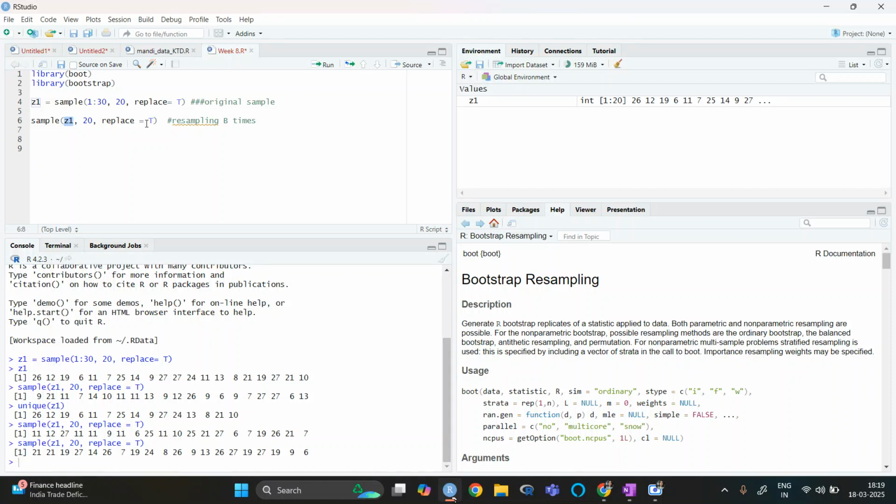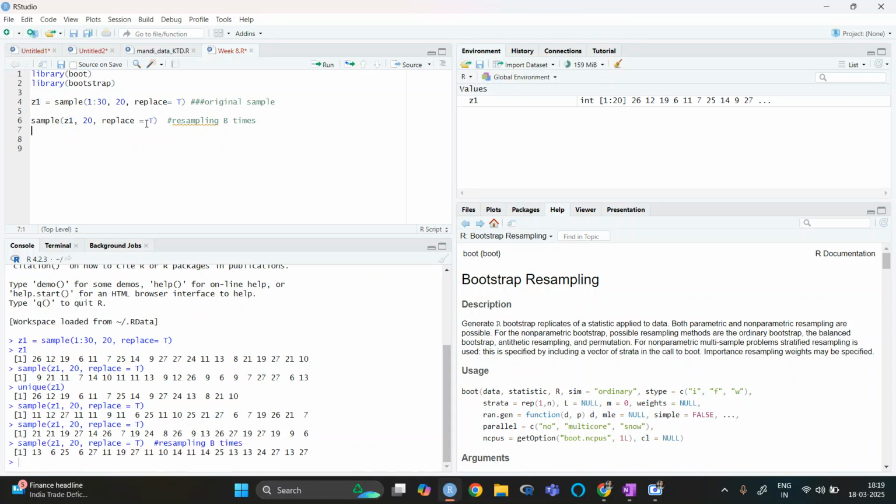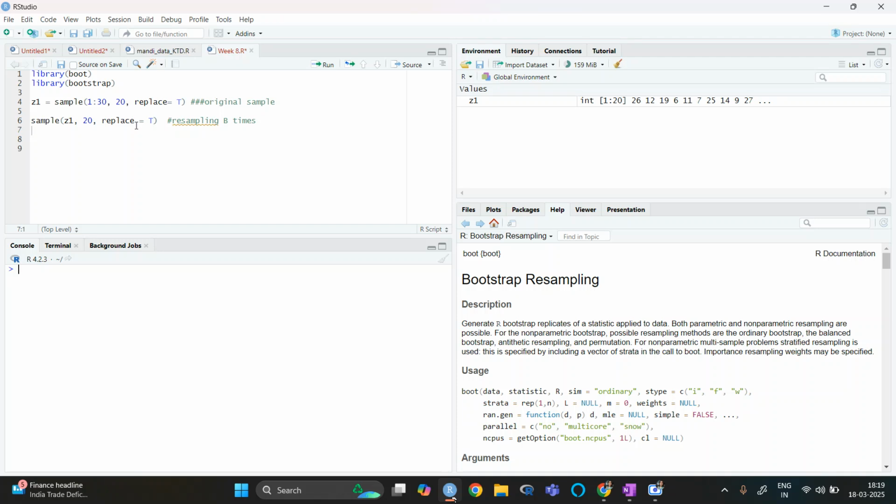So this one is B1. If I run it one time, this one is B1. Let me just remove all these things. So if I just run it, it is B1.